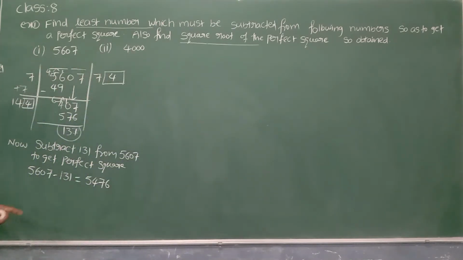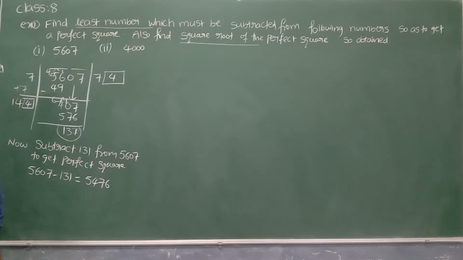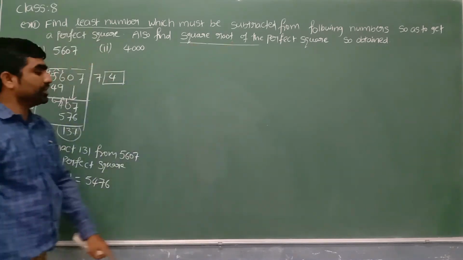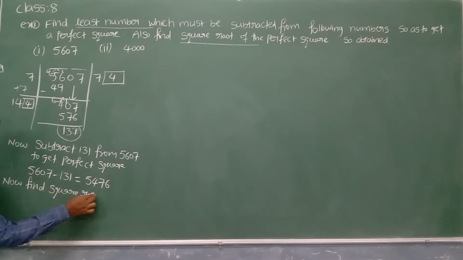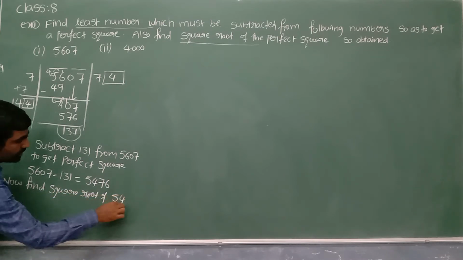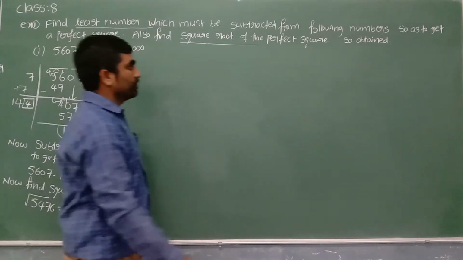Yes. Now we got 5476 is the perfect square. What is the least number we subtracted? 131. So next we have to find the square root of this perfect square. Now they are asking, now find the square root of 5476. So how can I represent the square root symbol? The square root of 5476 is equal to... So let me go to some rough work.